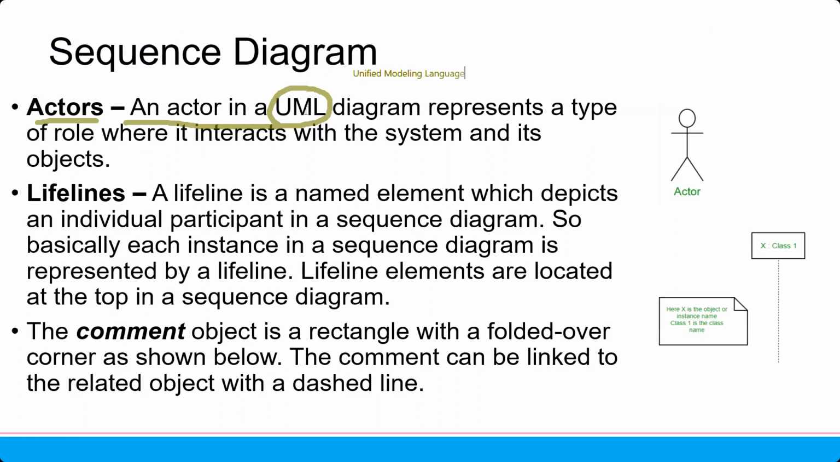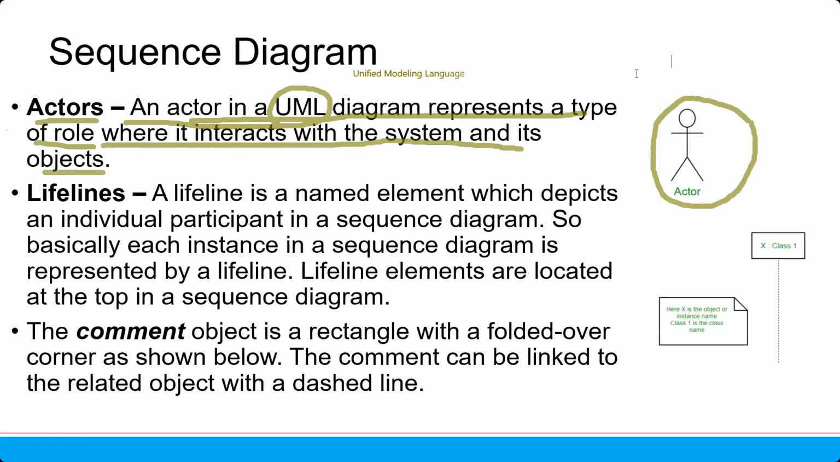And whenever we draw a diagram, we need to know who the actor is. So the actor in the UML diagram represents a type of role that interacts with the system and its objects. So the actor, like I mentioned to you, can be user, can be admin, or let's say in the university, you know, the student, or maybe officer, or maybe professor. So the actor can be many kinds of roles.